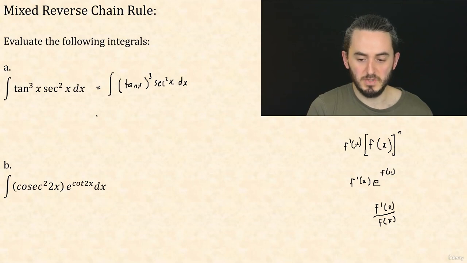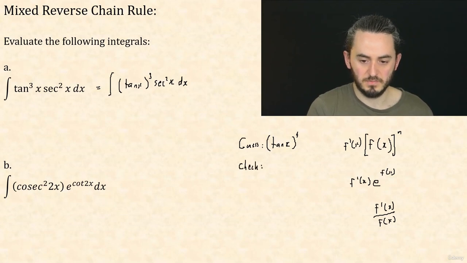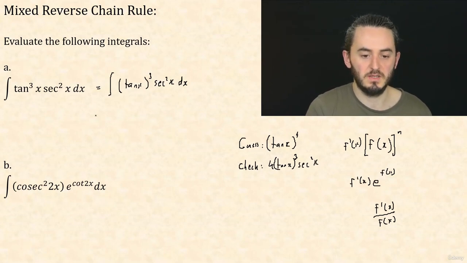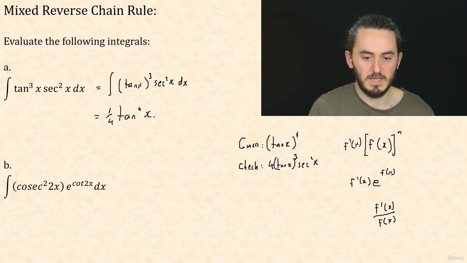So that means that a pretty good guess for my answer here will just be tan x all to the power of 4, because when I differentiate this, I get 4 tan x cubed multiplied by the derivative of tan x, which is sec squared x. So it was a good guess, it's just 4 times too big. So my answer here will simply be 1/4 tan x to the 4, or 1/4 tan to the 4 x plus c.